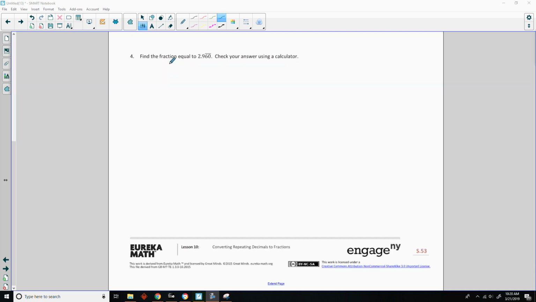Okay, number 4 says to find the fraction equal to 2.960. So you let x equal 2.960, where the 60 keeps repeating. You let y equal 0.60 repeating. Okay. I only need to move the decimal one place to get the repeating portion to the right of the decimal by itself, so I need to multiply both sides by 10. So 10x equals 29.60 repeating.